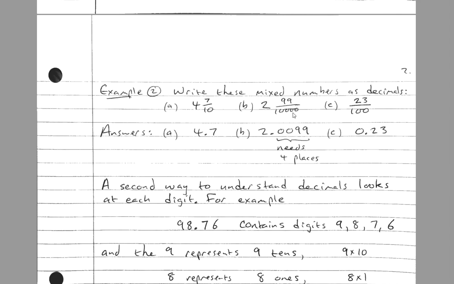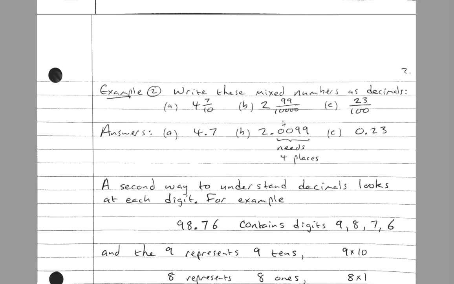Counting zeros here, we have 4 zeros. So we'll need 4 places. So it's 2. Yeah, we have a 99 on top, but we need 4 places, so we have to put in 2 zeros here. So 2.0099. Okay, you can double check if you convert this into a mixed number. Yeah, it's 2 and 99 over 10,000.